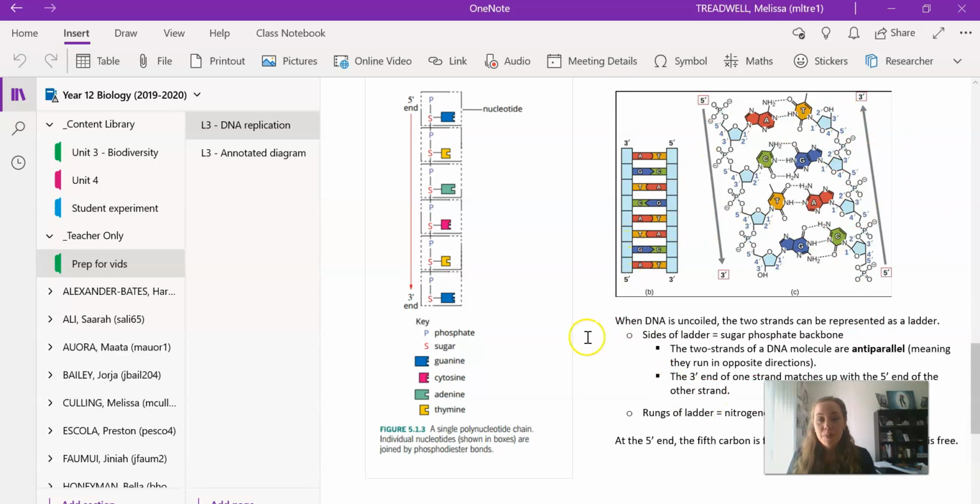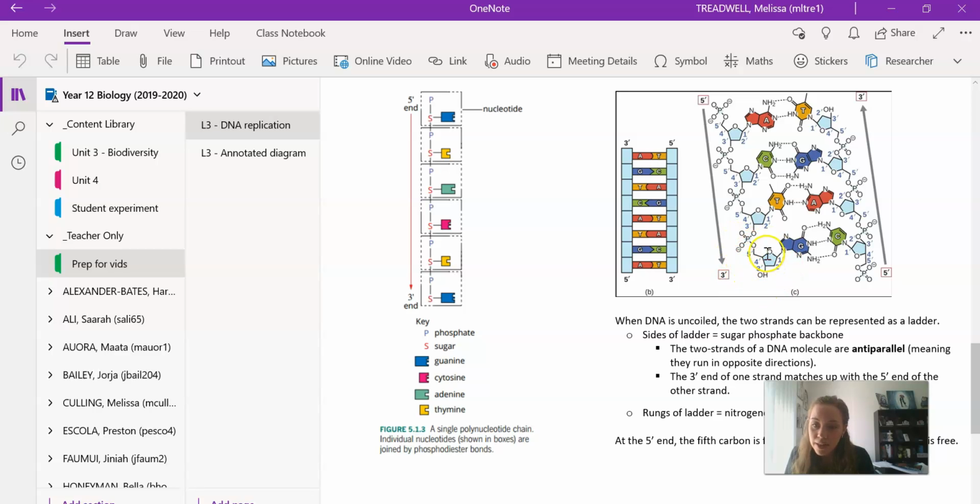The final thing I want to point out that you should have learned in your last 2 lessons is that the 2 strands of DNA are anti-parallel. And what that means is they run in opposite directions. So we have here in this diagram the 5' to 3', and then the other strand is running 5' to 3'. So you can see they're running opposite to each other. We call that anti-parallel.